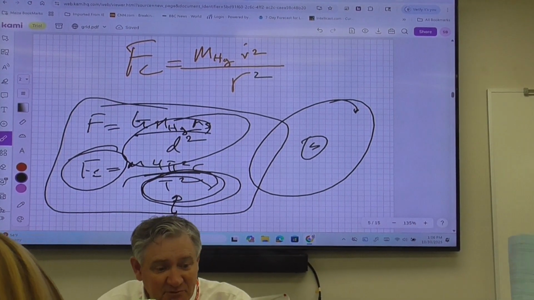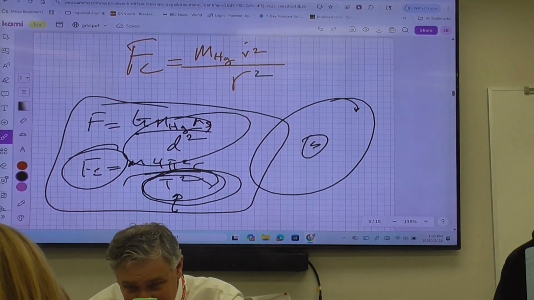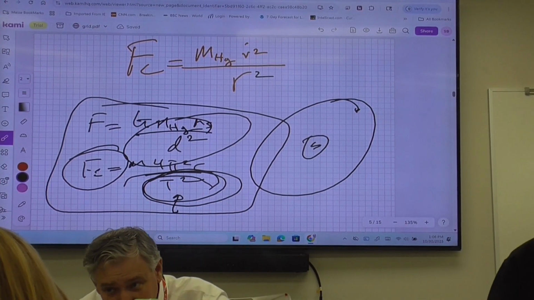It is when F equals big G, mass of Mercury, mass of the sun, over distance squared.